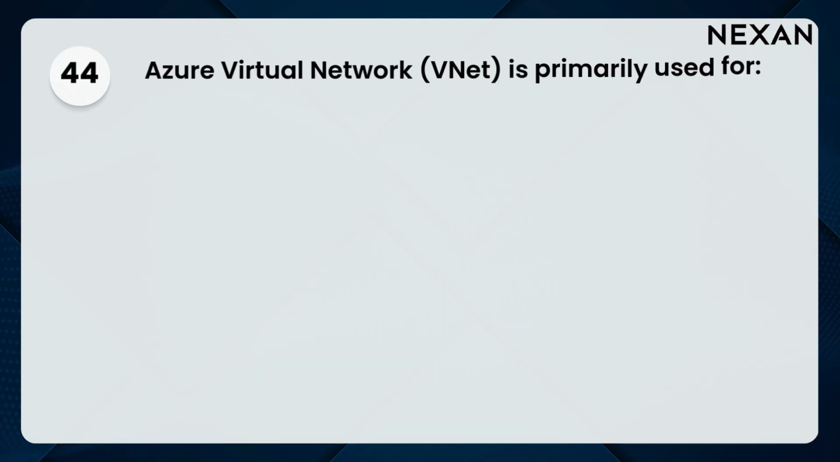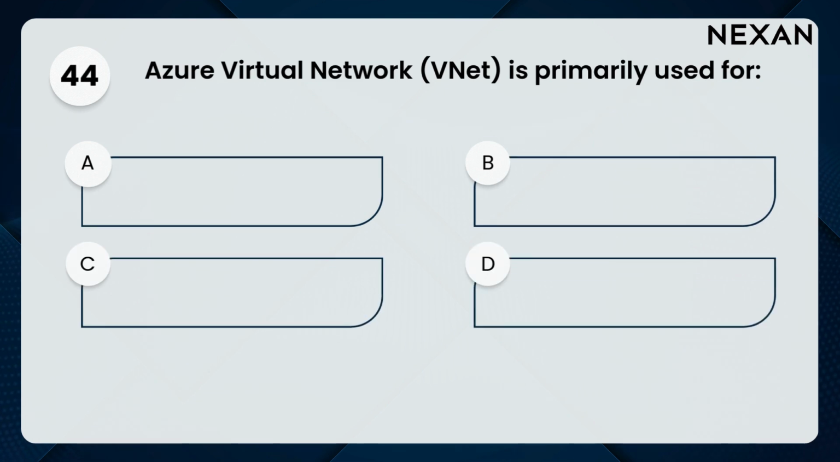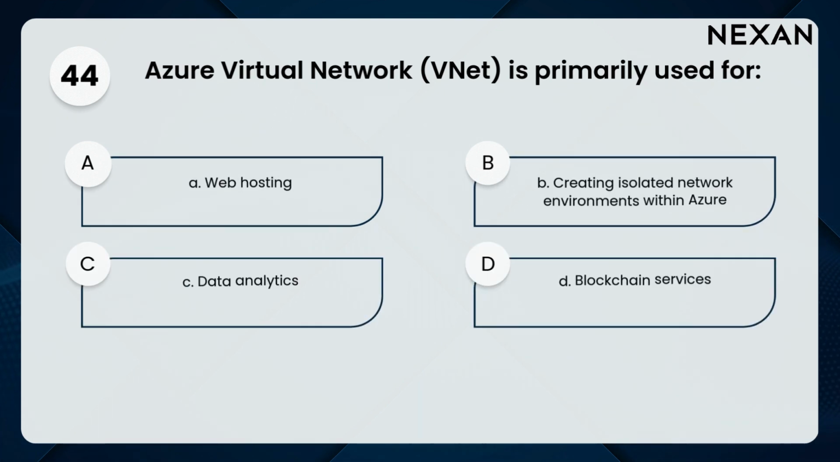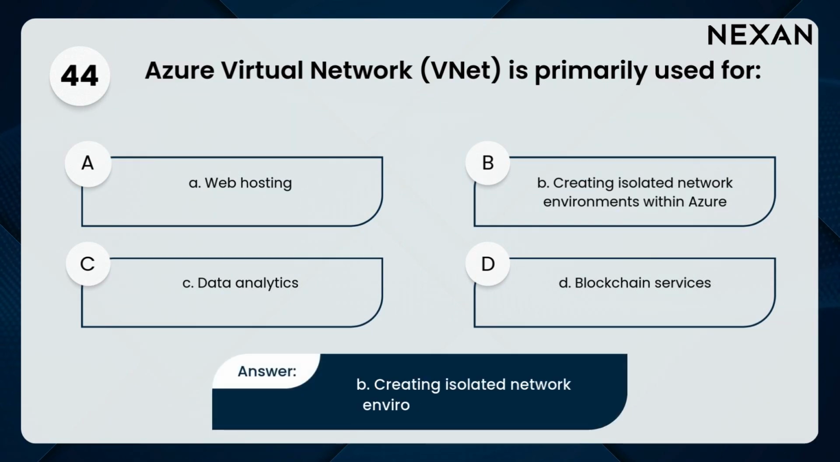44. Azure Virtual Network, VNet, is primarily used for A, web hosting, B, creating isolated network environments within Azure, C, data analytics, D, blockchain services. Answer: B, creating isolated network environments within Azure.